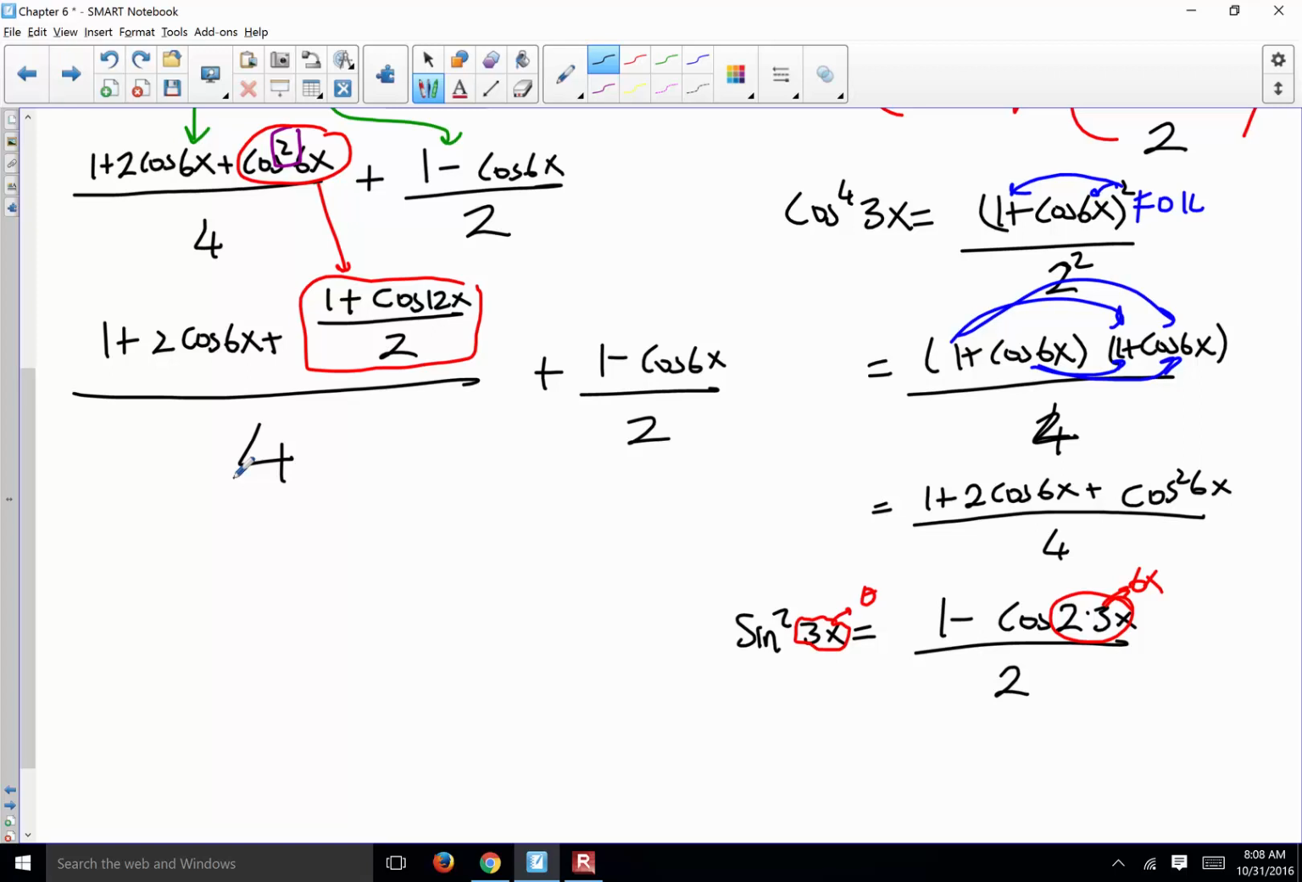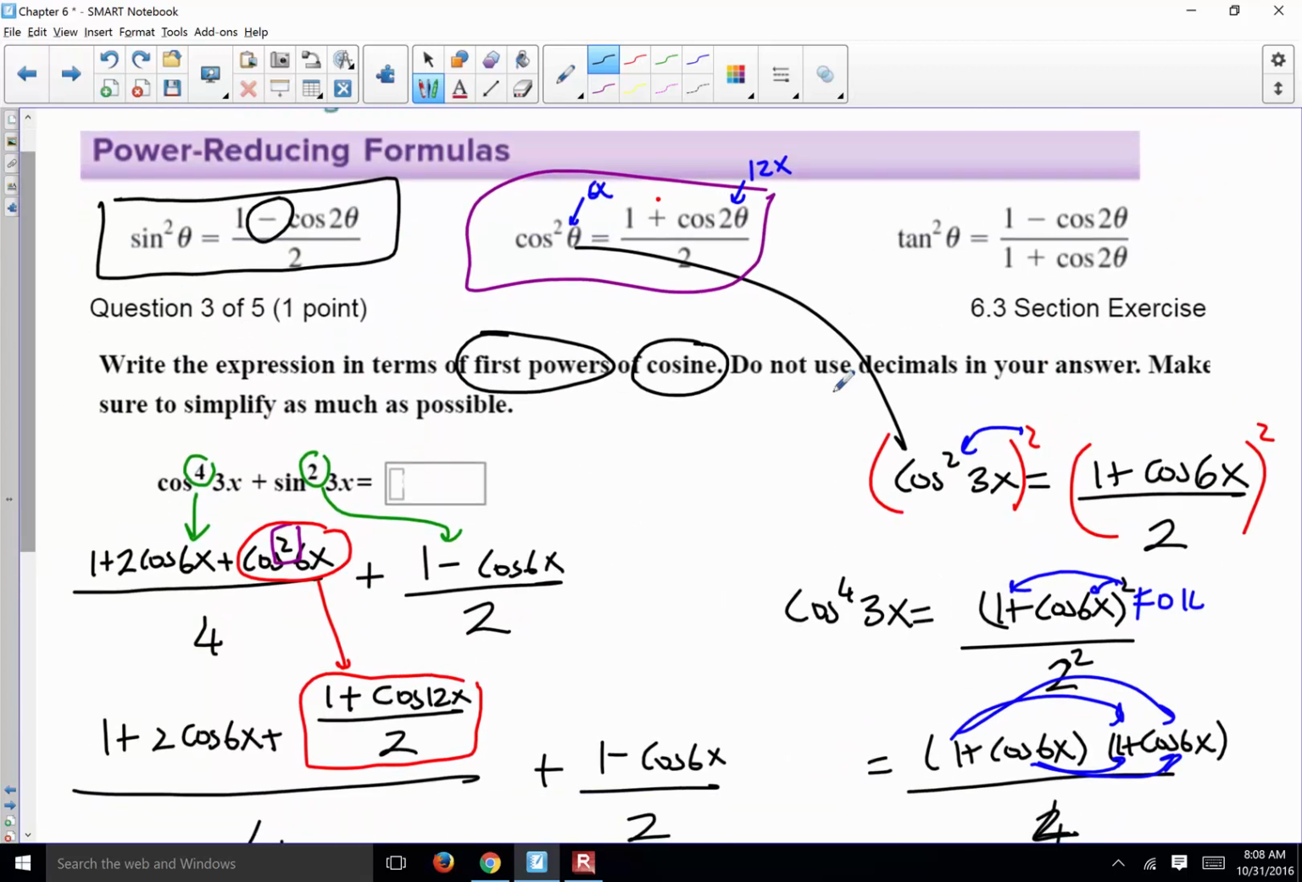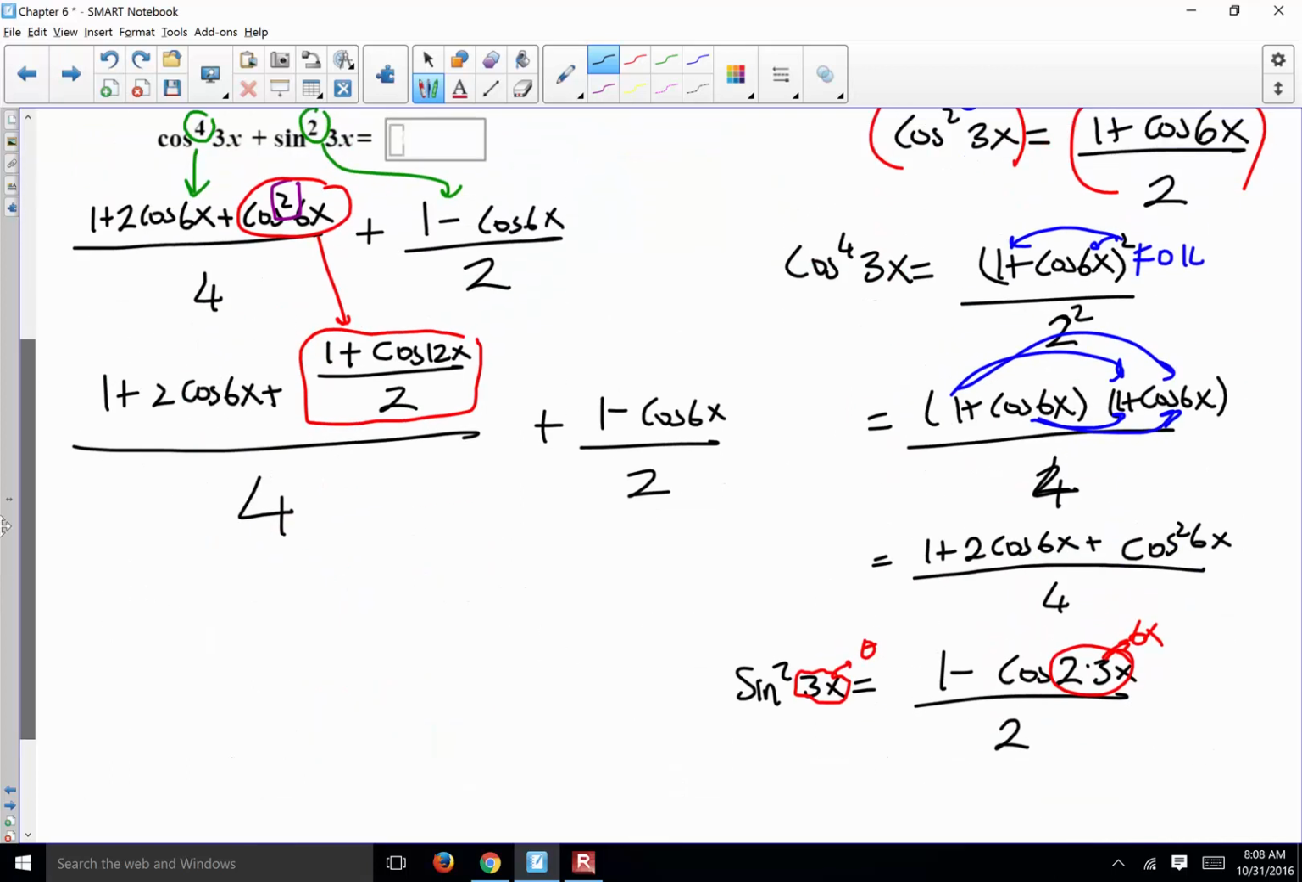Now you can simplify this a little bit. We have everything in first power, but make sure we need to simplify this as much as possible. I have cosine 6x here, some more cosine 6x. I believe they combine. So we need to combine them.